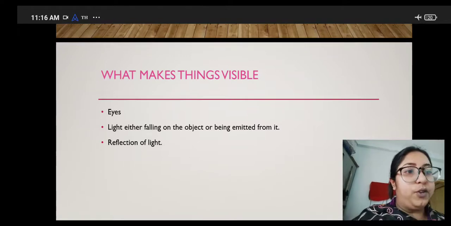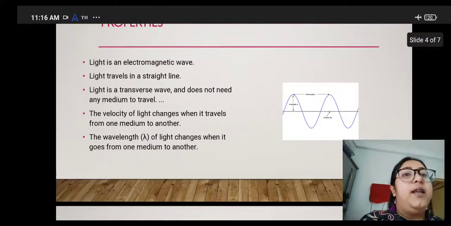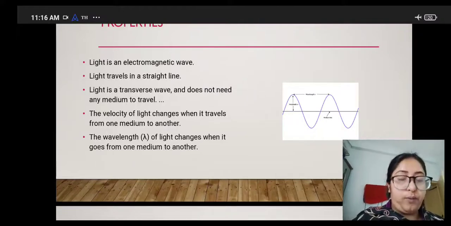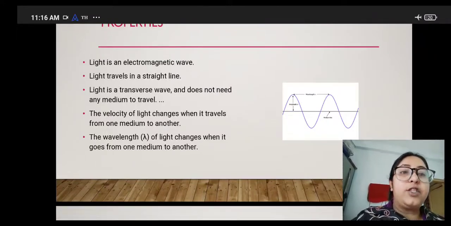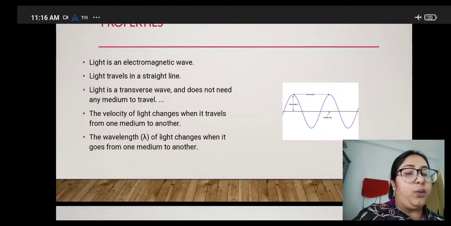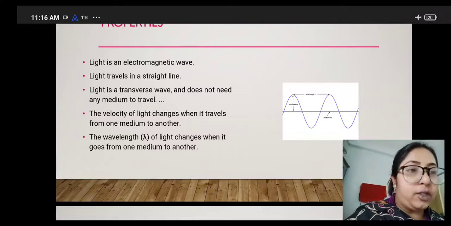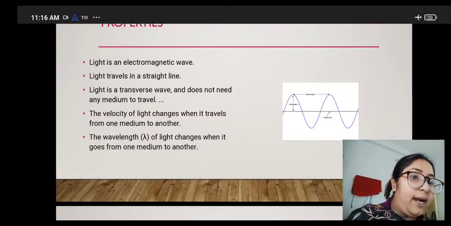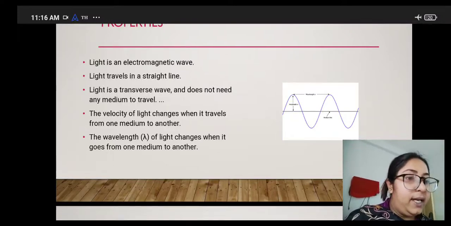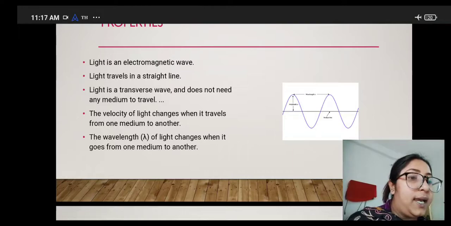Now let's move to the next point, properties. That means, what is light composed of? What are the properties, the characteristics of light? First of all, light is an electromagnetic wave. Electromagnetic, the word itself is self-explanatory. That is, it has an electric and magnetic field. And it is special because it can transmit energy and can travel through vacuum.